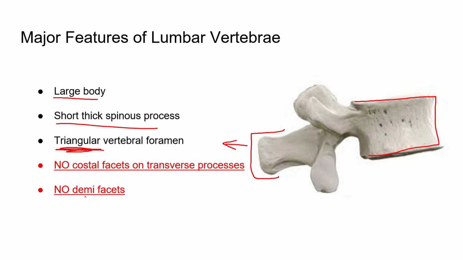Should all these features escape your memory, try looking for demifacets or costal facets on the transverse processes. None of these features should be present on a lumbar vertebra.